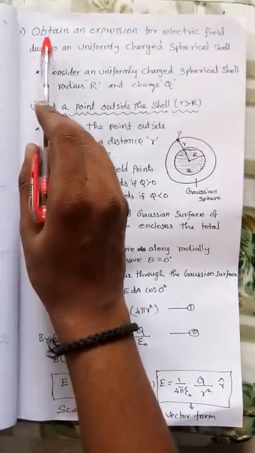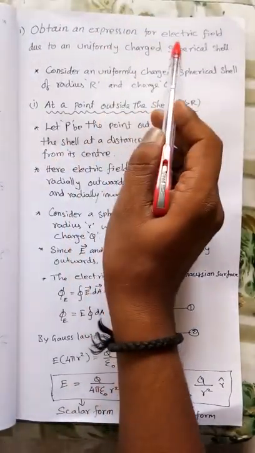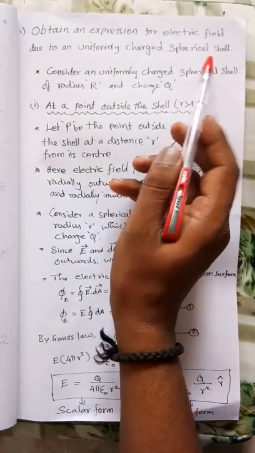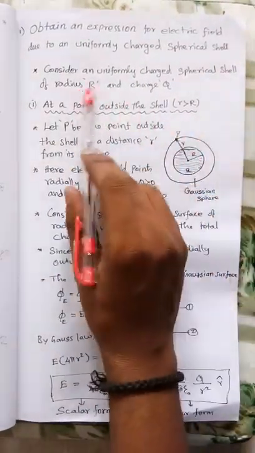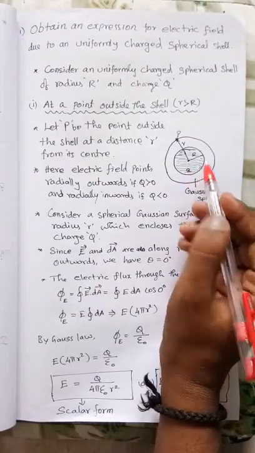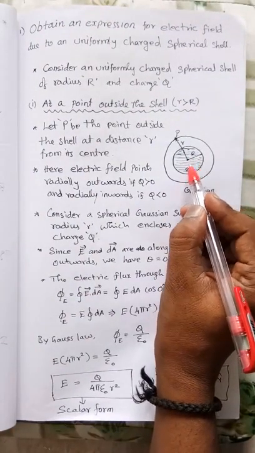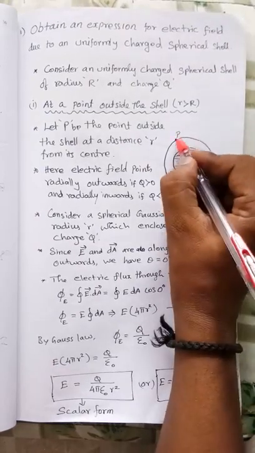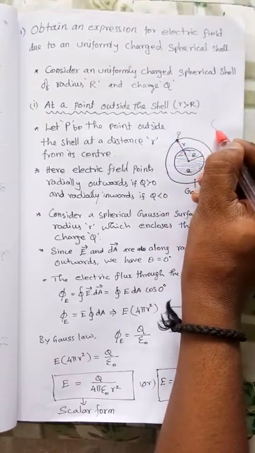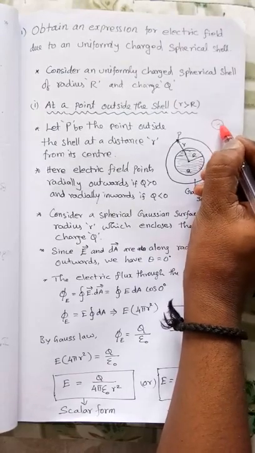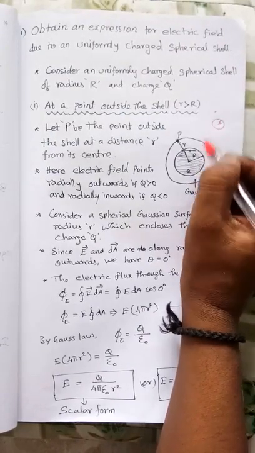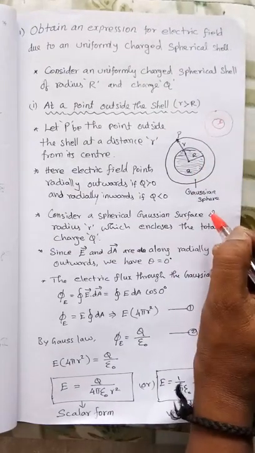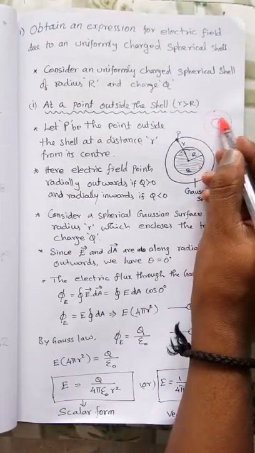First question: obtain an expression for the electric field due to a uniformly charged spherical shell. Consider a uniformly charged shell with charge Q and radius capital R. If you consider a point outside the shell, you take an imaginary sphere, which is called the Gaussian sphere.